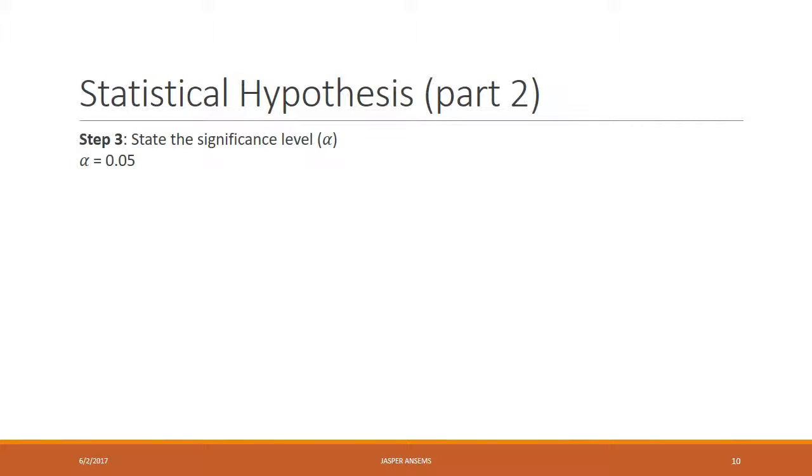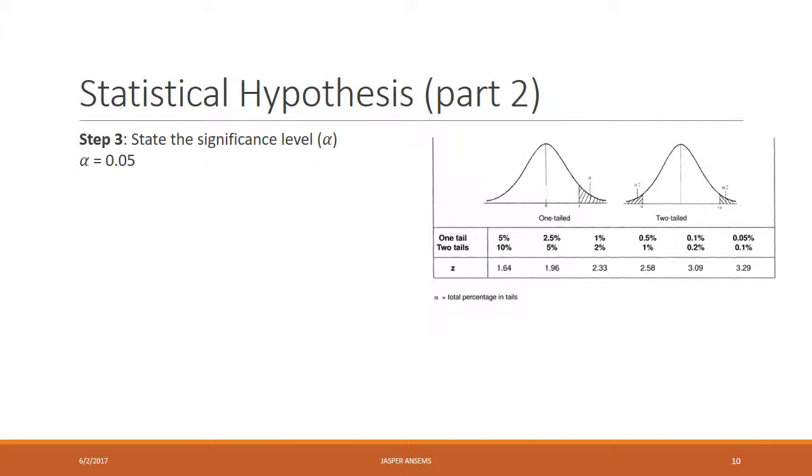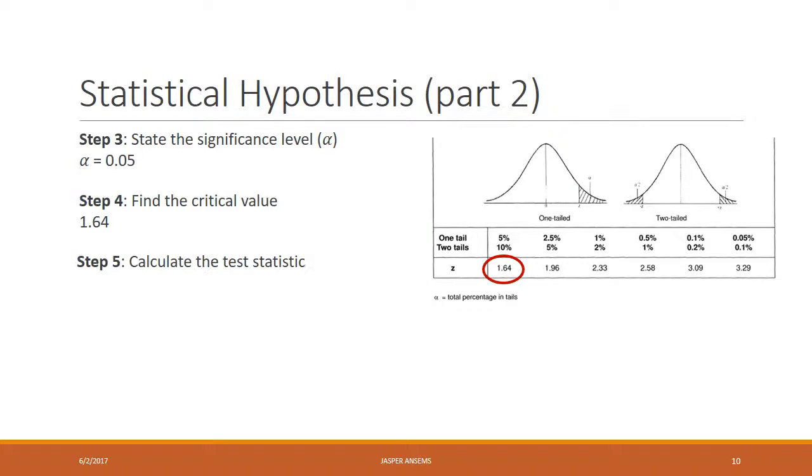The next step is state the significance level, alpha, which is 0.05, and we need to look this up in a one-tail table, because we only want to know if it's lower. And then we find the critical value, 1.64, as you can see on the right.